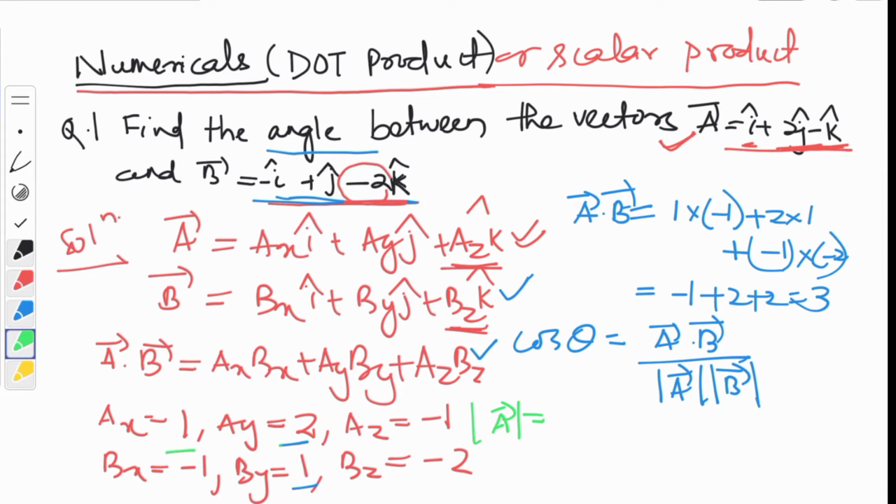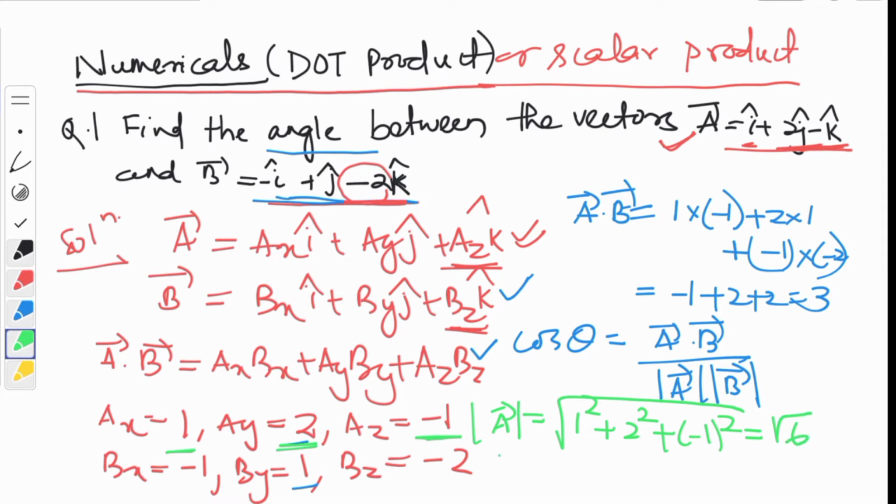We have to use the ax, ay, az and take the square root. So you will write 1 square plus 2 square plus minus 1 square, square root. So how much is it? It will be 1 square 1, 2 square 4, then minus 1 square is 1. So 4 plus 1 plus 1, that means root 6.